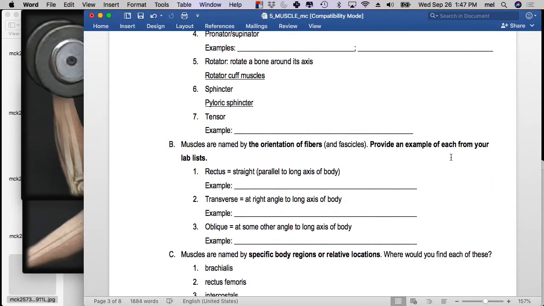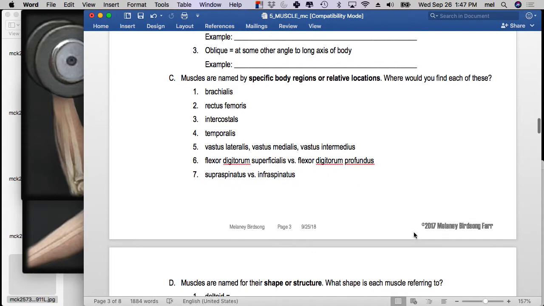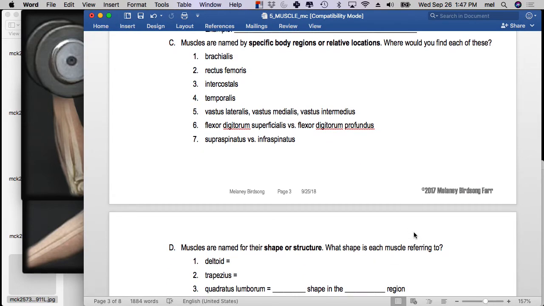And then part of the reason I made you learn all of this terminology at the beginning of the semester is that sometimes muscles are named for their specific body locations or their relative locations to one another. So because you are brilliant, you will not go looking for the brachialis muscle in the leg, will you? No. You will know exactly where to look for the rectus femoris. Yeah, because it's over the femur. The intercostals are no mystery because their name says where they are. Yes, between the ribs. The temporalis muscle, no mystery.